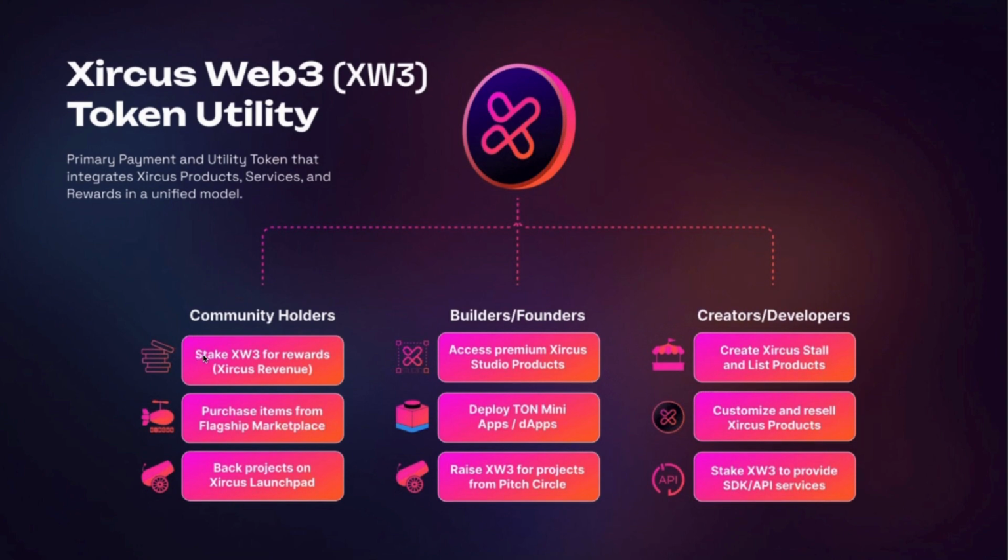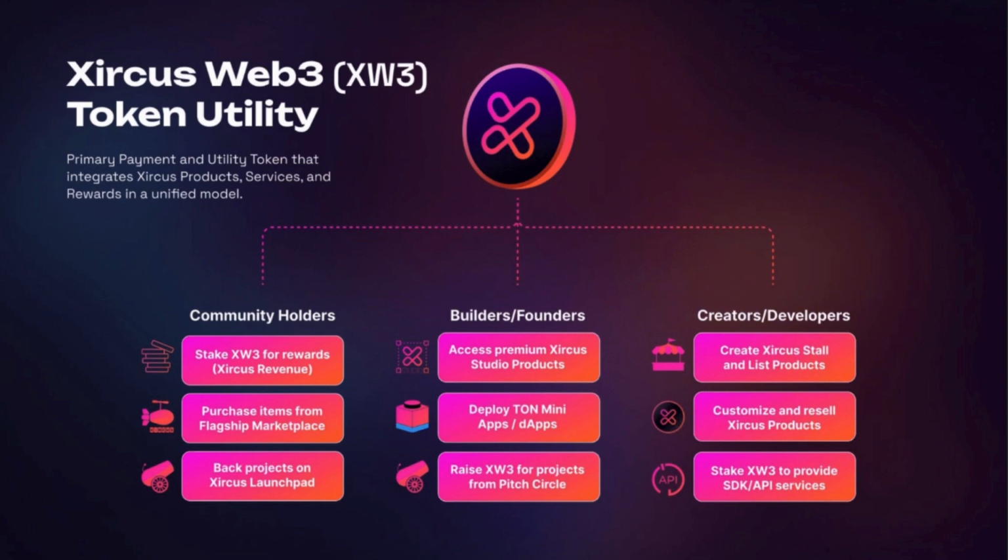Staking means basically locking up your tokens to support our infrastructure. Think of it as helping us to secure the network or validate transactions. And in return, you earn a share of the Circus revenue. This is a core part of how XW3 functions as our utility token. It incentivizes the holders to contribute to the ecosystem while rewarding them for their loyalty.